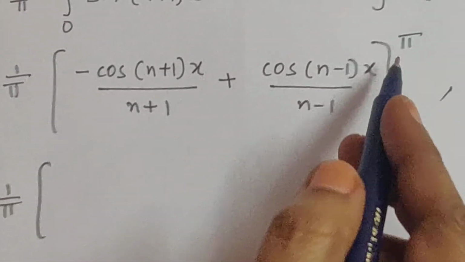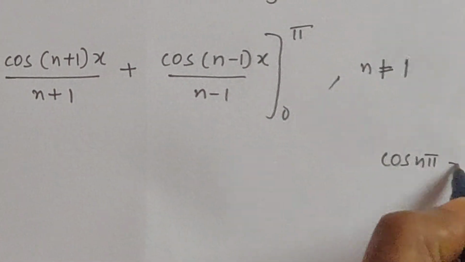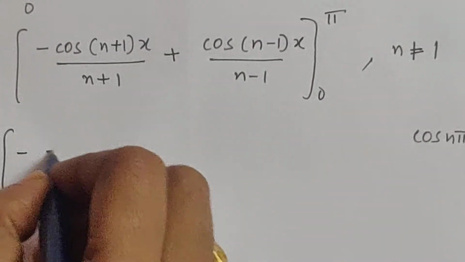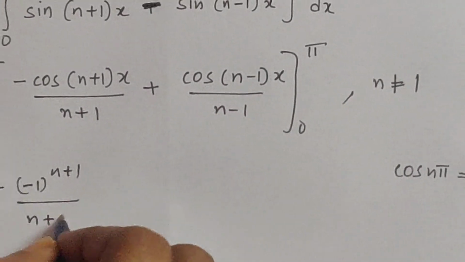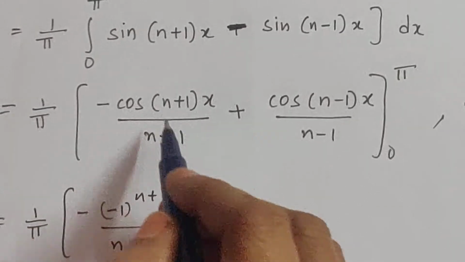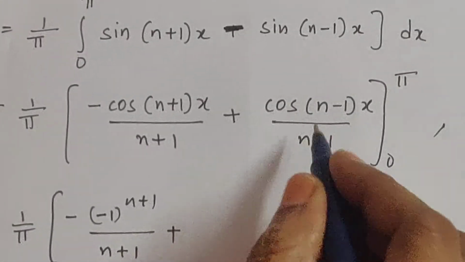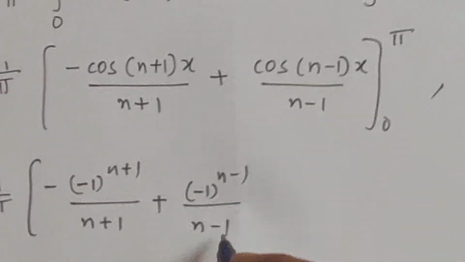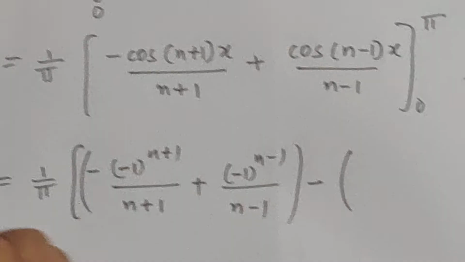Now apply the limits pi. We know cos n pi equal to minus 1 whole power n. Here n plus 1, so minus 1 whole power n plus 1 by n plus 1, plus minus 1 whole power n minus 1 by n minus 1. Upper limit substitution minus the lower limit.